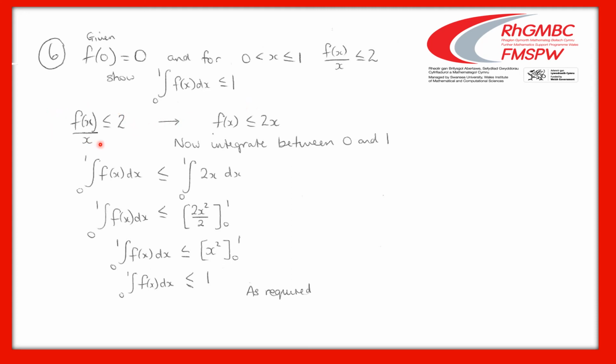If we take f of x divided by x is less than or equal to 2 and multiply both sides by x, and x can't be 0 because that was not in the domain given for x, we could then integrate both sides of this inequality between 0 and 1. On the right hand side we then have the integral of 2x, which is x squared between 0 and 1, and we get the 1, and we've shown what was required in the question.